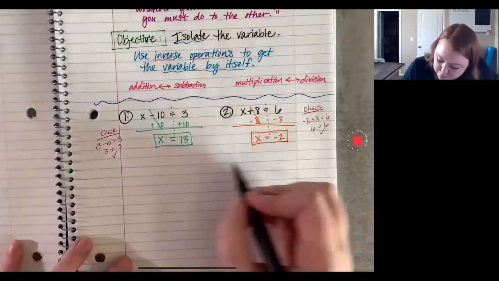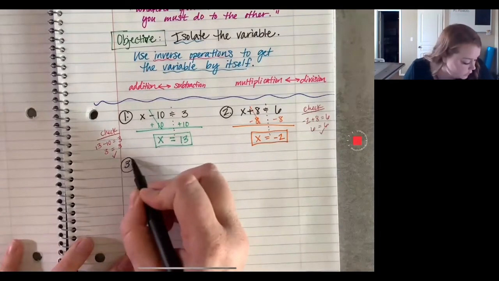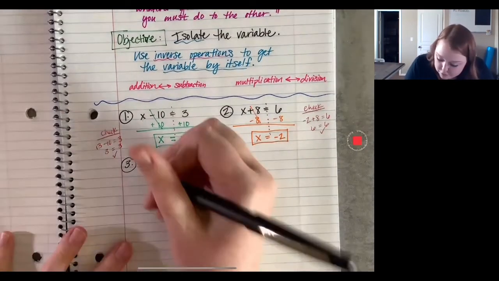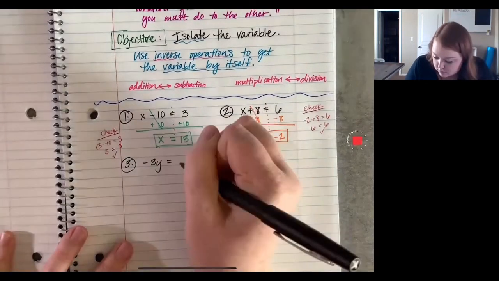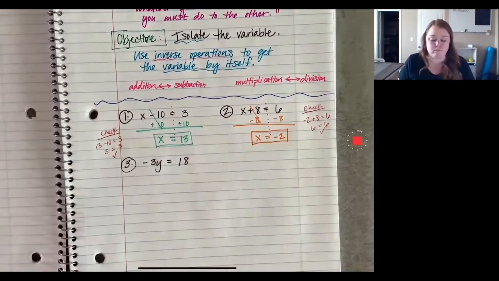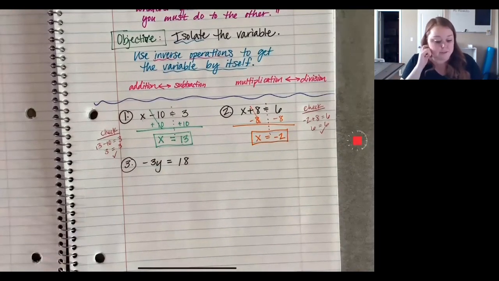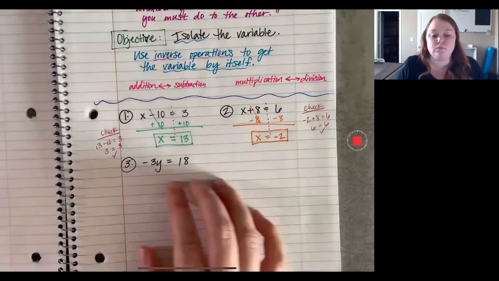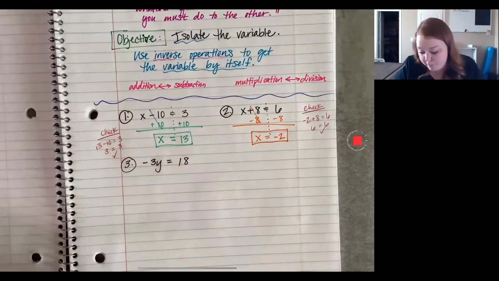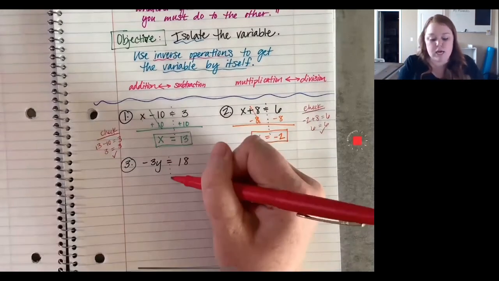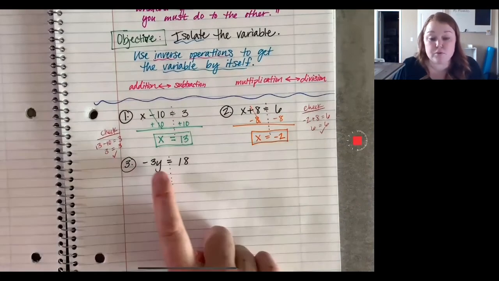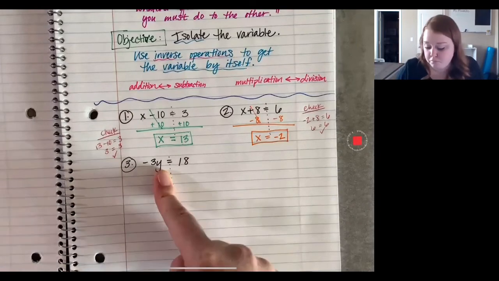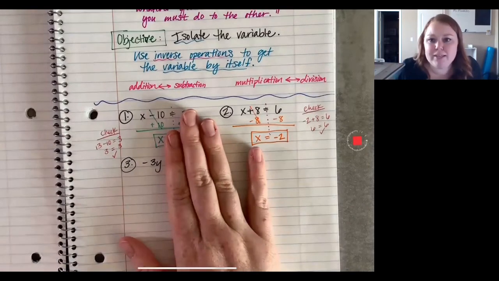Okay, number 3. Number 3, negative 3y equals 18. So I'm going to separate my sides. I'm going to go to the side with my variable on it. Our variable is y in this equation. Cool. Is y by itself?